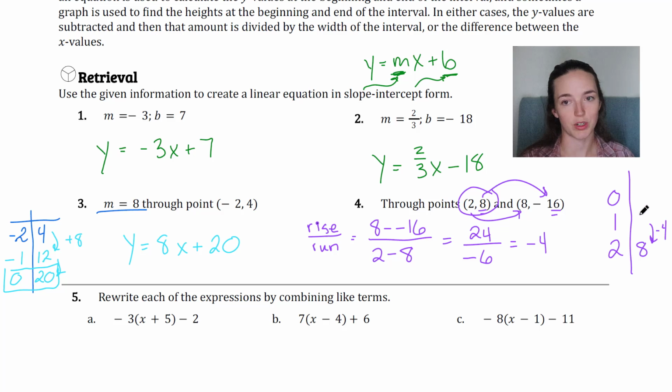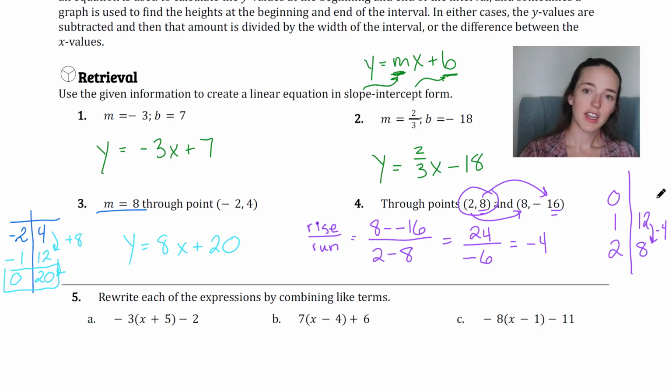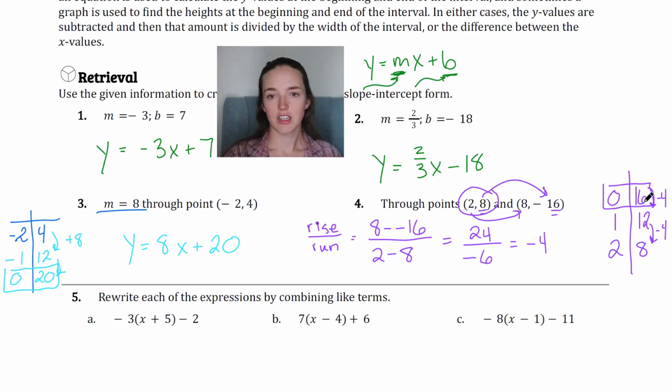So thinking backwards, this number must have been 12, because 12 minus 4 would get us to 8. So yeah, that works. And then, thinking backwards, this must have been 16, because 16 minus 4 gets us to 12. Okay, there's our y-intercept. So that makes this equation y = -4x + 16, because -4 was our slope.